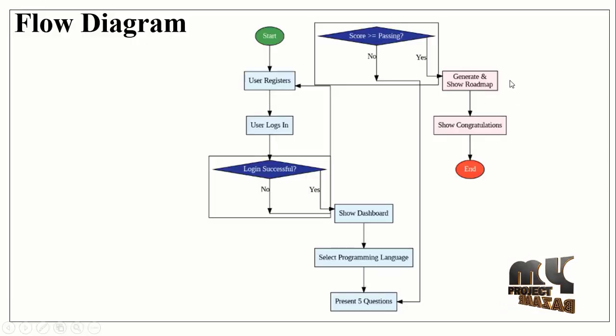In the third module, based on your score, you will be categorized as beginner, intermediate or expert. Based on that, it will generate and show the roadmap. If you complete the whole roadmap generated by our platform, it will congratulate you. And then if you want to log out, log out. This is the third module. Let's see the output for this one.